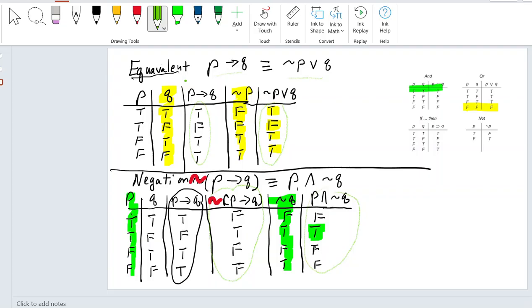So if you're ever asked for the equivalent of P implies Q, if you go through this, you can find the equivalent of it by taking not P or Q. And here I could take P and not Q. And that's how you can prove that this is the equivalent statement for it, and this is the negation of it.